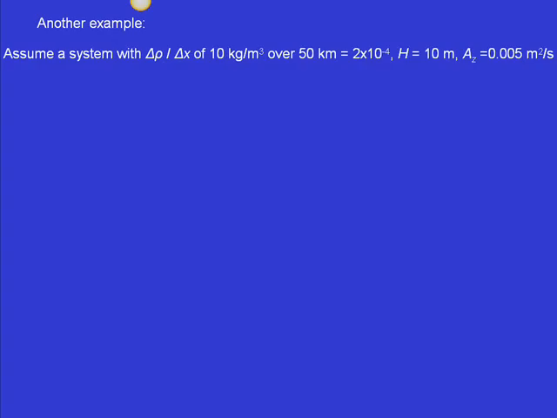All right, so here's another example. And now with the estuaries driven by density gradient. So a system with a horizontal density gradient of 10 kilograms per cubic meter in 50 kilometers. Is that a reasonable value, would you say? A horizontal density gradient of 10 in 50 kilometers.